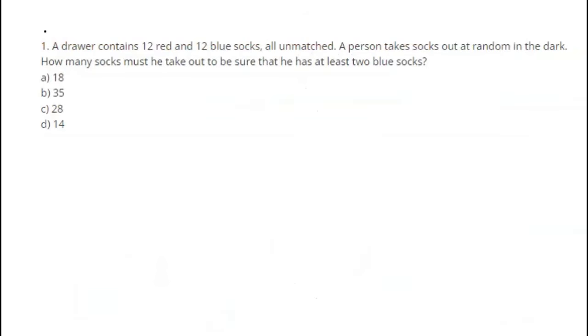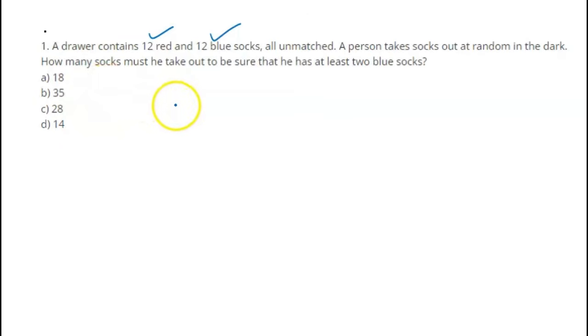Let us take this problem here just to understand it. A drawer contains 12 red and 12 blue socks, all unmatched, put in the drawer randomly, and a person takes socks out at random in the dark, meaning the light is off and it is not visible whether the socks are blue or red. So how many socks must be taken out to be sure that he has at least 2 blue socks? Here also you can use the pigeonhole principle.